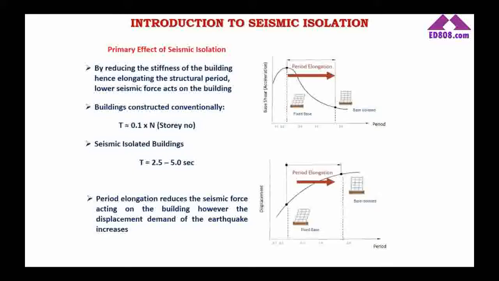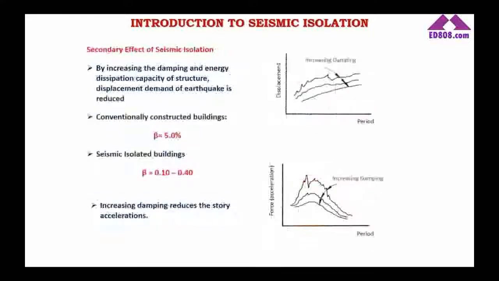So the primary effect of seismic isolation is to elongate the period. The secondary effect is to increase the damping, the energy absorption capacity of the building. Normally, when we design our buildings, for example reinforced concrete structures, we use 5% damping. For base isolated structures, this can go up to 40%. And when damping increases, the displacements get reduced, and the forces and accelerations are also reduced. So there are two effects of seismic isolation. The first one is period elongation. The second one is the increasing damping capacity of our building.